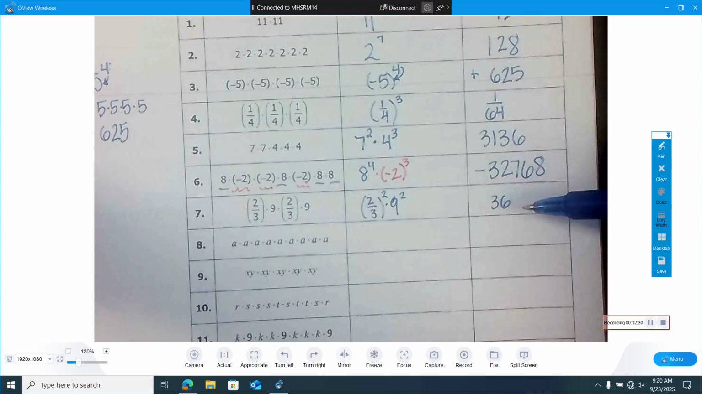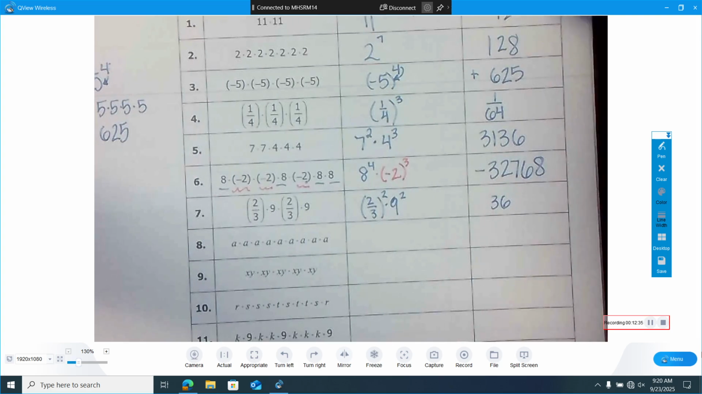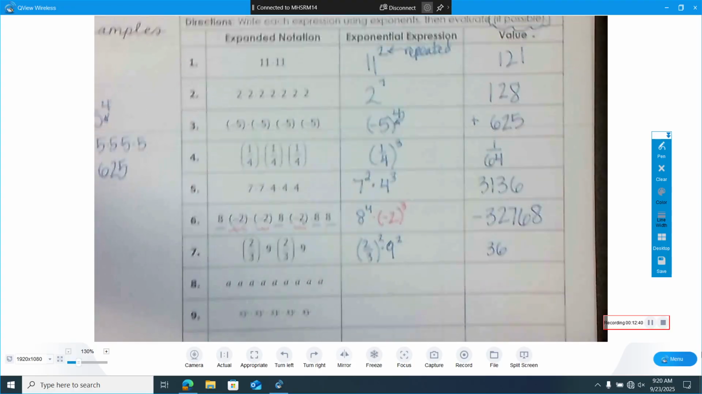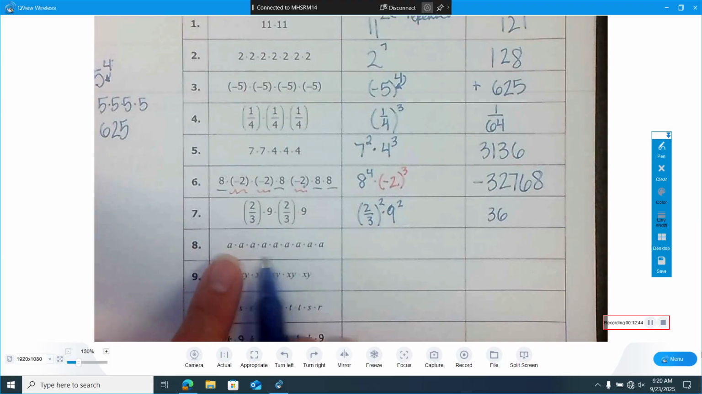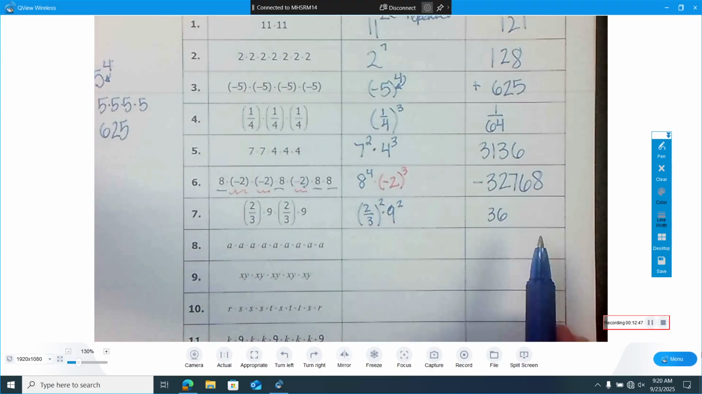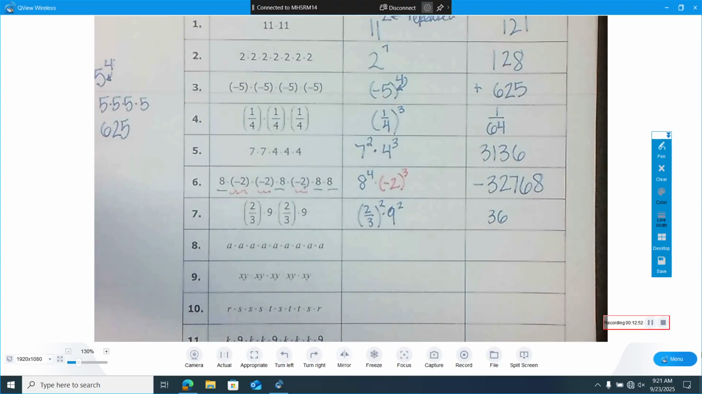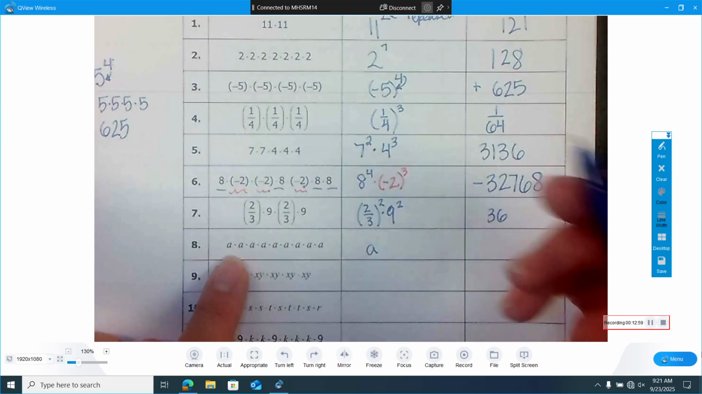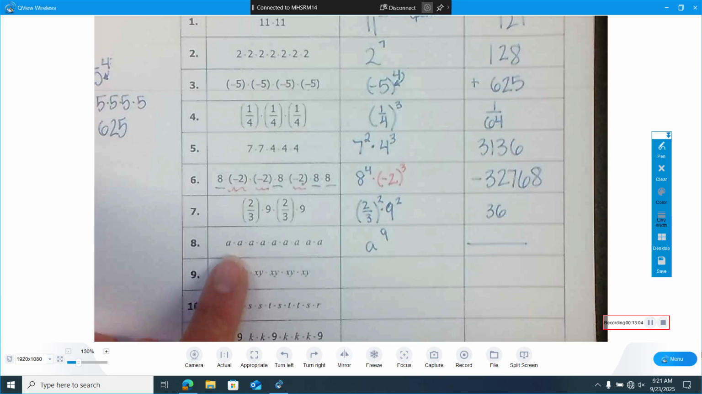All of these on 1 through 7 were all just numbers. So we could actually find a value, an actual number answer. But now we're getting into algebra land. A isn't a number. Can we evaluate that? Can we give a number answer? No, I don't know what A is. It's something weird. So my base is A. How many times has it been repeated? 9. And we cannot find a value on that one.